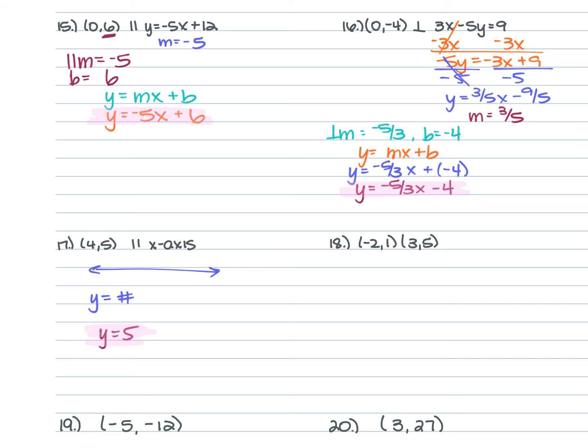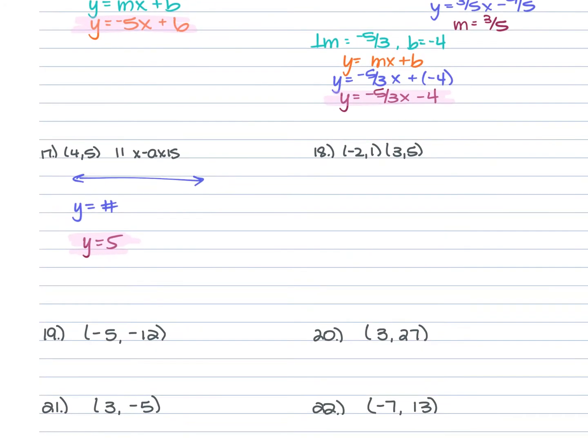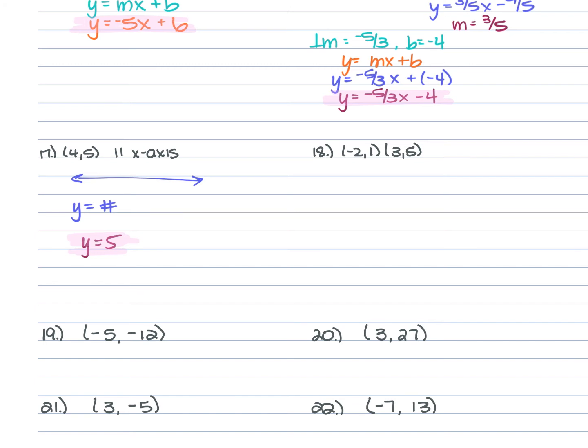For number 18, you have (-2, 1) and (3, 5). You're writing an equation of the line that goes through these two points. The very first thing that you're going to have to do for this one is find the slope of that line. How do we find the slope of this line? Well, what's your equation for slope? y2 minus y1 over x2 minus x1. So if we plug in our values, which one do you want to be your x1, y1?